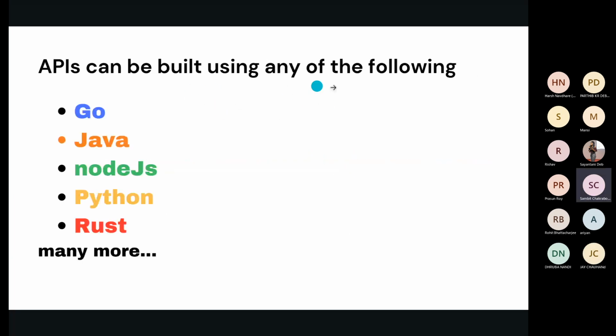APIs can be built using any of the following languages: Go, Java. For Java you have the Spring Boot framework, for Node.js you have Express, for Python you have FastAPI, and also Dart, and many more languages. Most of the languages come with a specialty to build APIs on them.